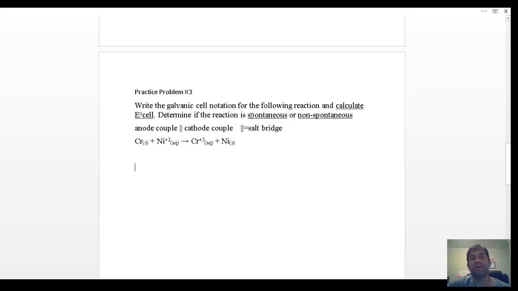Our next problem here is writing the galvanic cell notation and calculating Ecell at standard state, and if it's spontaneous or non-spontaneous. So don't forget our rule here. A galvanic cell can be written as the anode, and these two lines represent a salt bridge, and then the cathode. The anode is the site of oxidation where you lose electrons. The cathode is the site of reduction where you gain electrons.